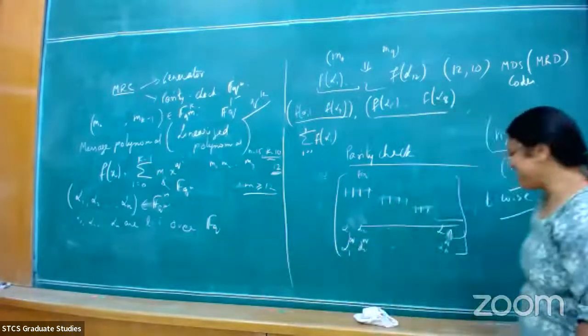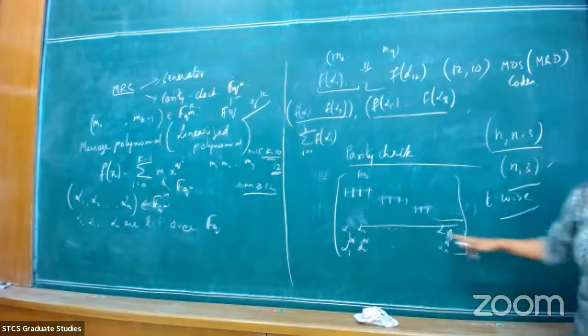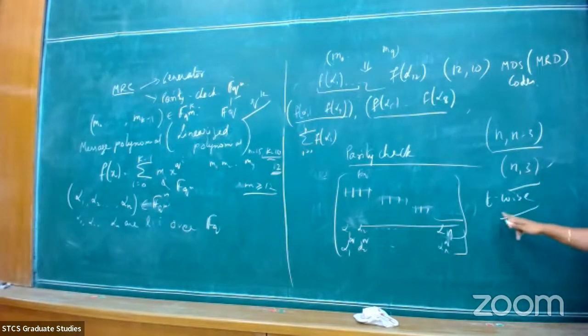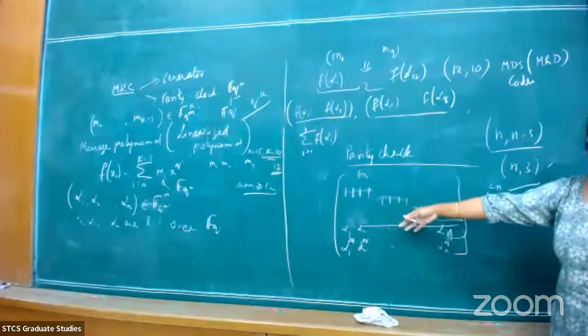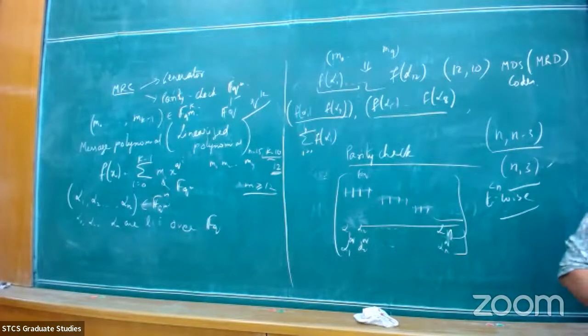Okay, so using this T-wise independence, it's not necessary that all N are independent. Some T which is less than N-wise independence is enough to make this an MRC. So T-wise independence, you're saying you choose the points alpha 1 to alpha n, which are T-wise independent.